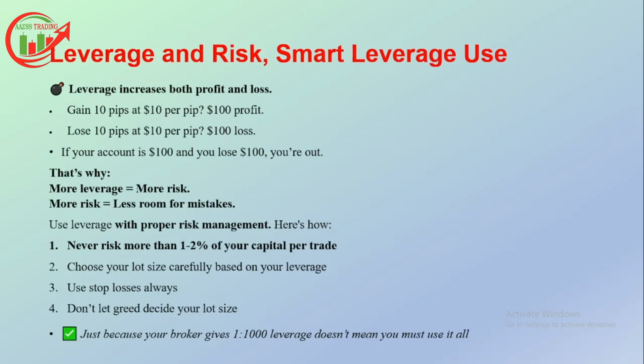Leverage and risk, smart leverage use. Leverage increases both profit and loss. I said that in the previous slide. If you gain 10 pips at $10 per pip, that's $100 profit. When you lose 10 pips at $10 per pip, that is a $100 loss. So if your account is $100 and you lose $100, you are out automatically.